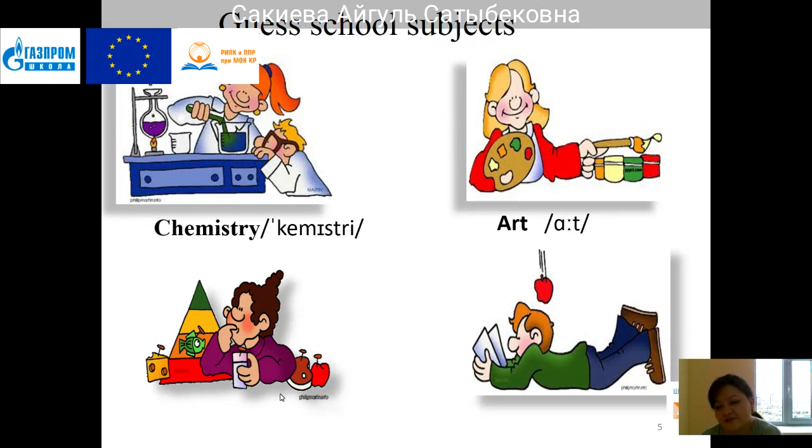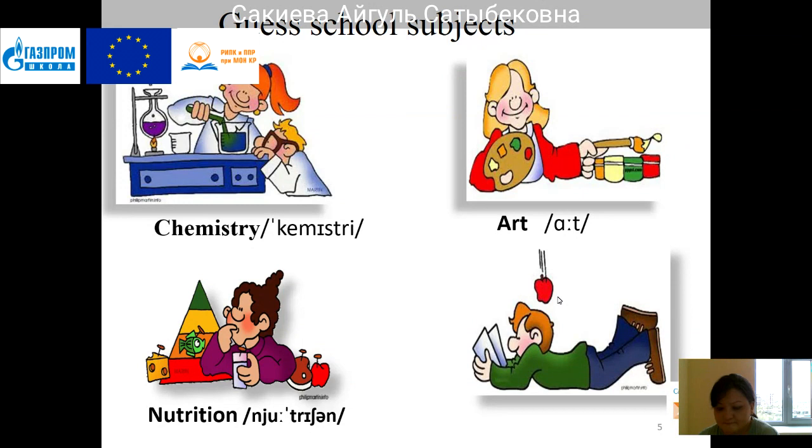Yes, we don't have this type of subject, but some Western or European countries have this type of subject at school. This is called nutrition. Nutrition. Just memorize, this is nutrition. Okay? And what about the fourth picture?